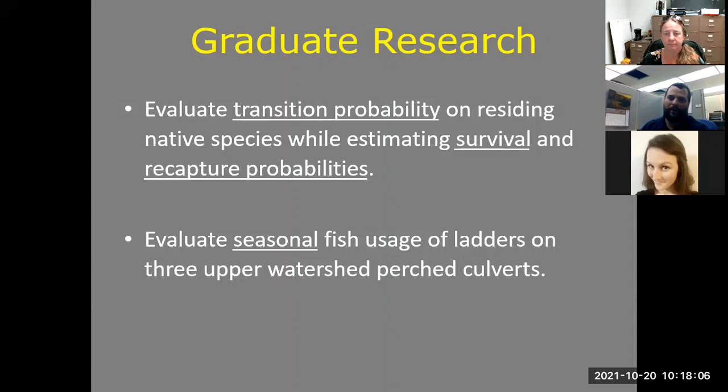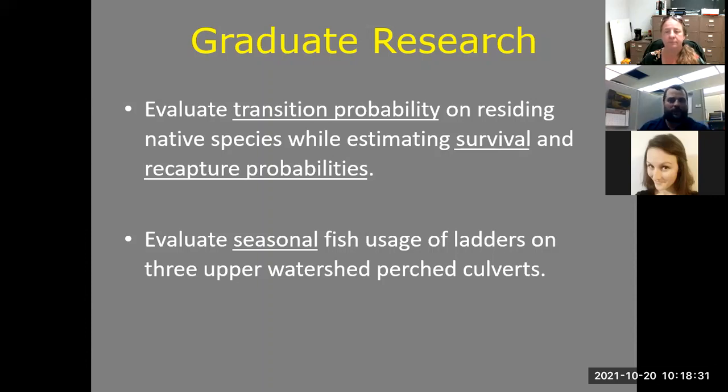So we can break that down by species and look at what affects each. We had different drops, and we can look at what each drop can do to those certain fish species. And we can hopefully see a gradient where we maybe need to put a ladder to help those fish out a little bit. And then evaluating seasonal fish usage of ladders on 3 upper watershed perch culverts.